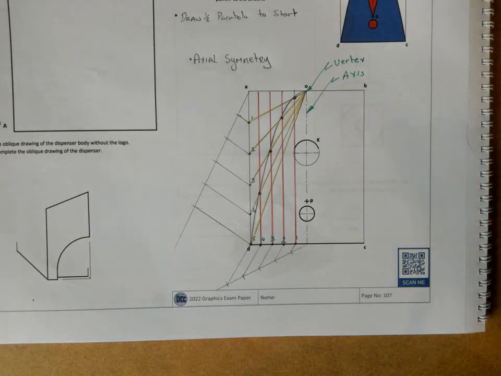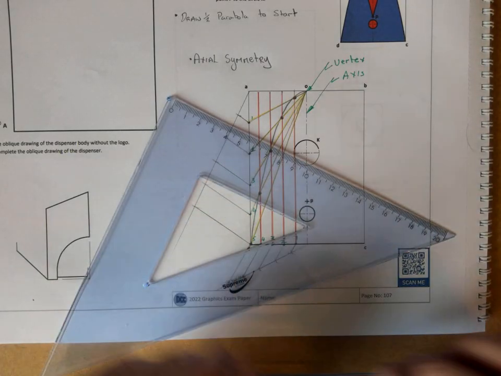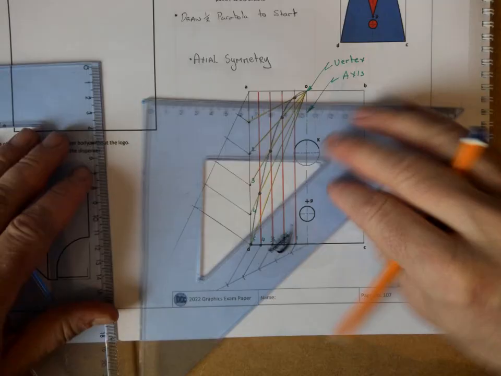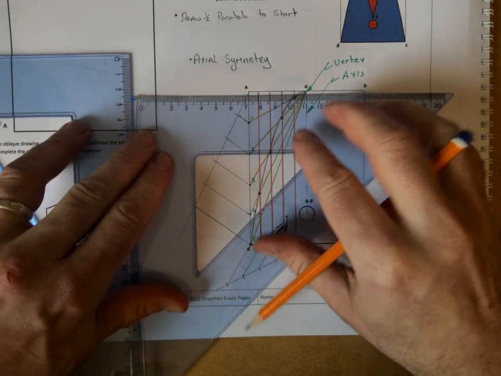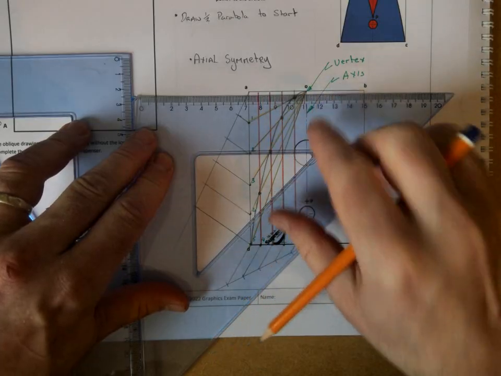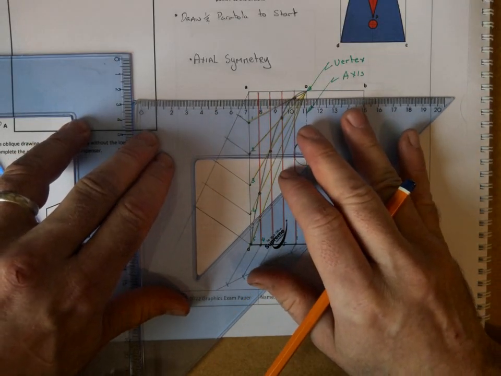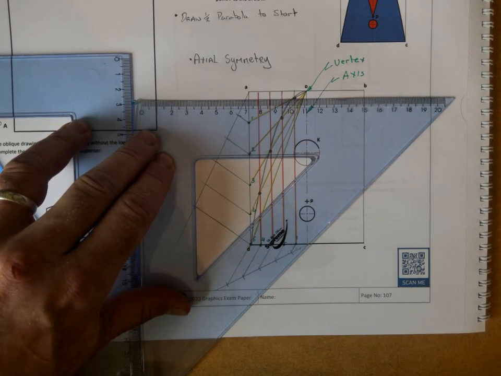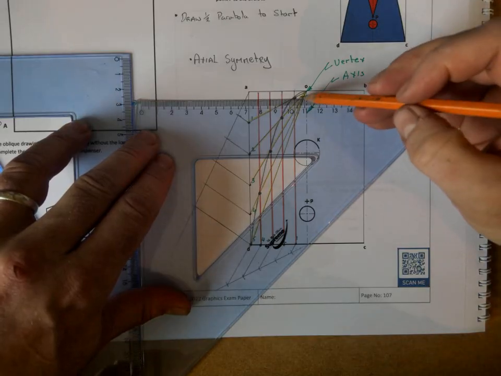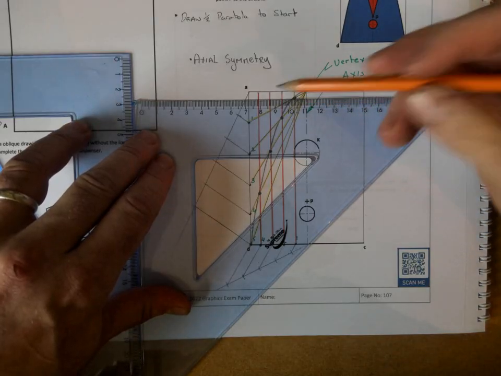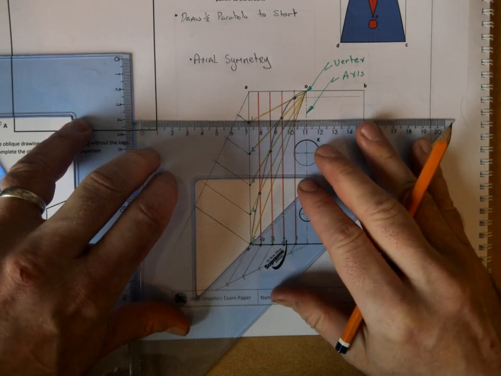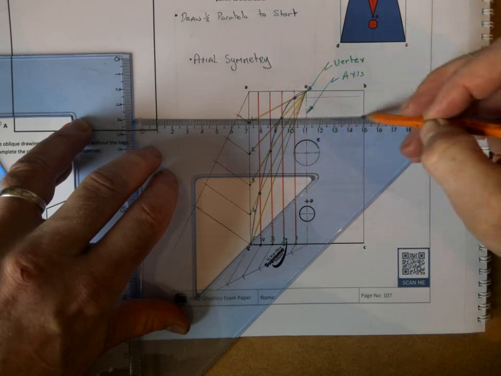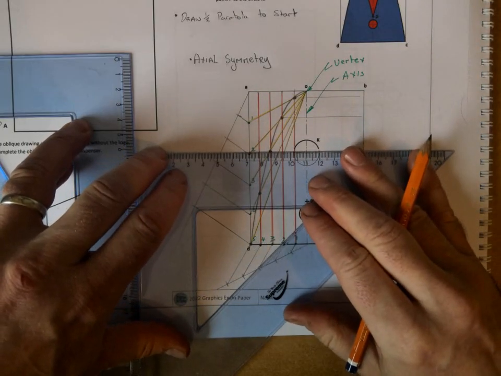I'm going to do that using sliding set squares. Obviously in an exam you can use your t-square. So I'm just aligning the top of my set square with this top edge to ensure I get a nice horizontal line. So from each point I'm drawing a construction line perpendicular to the axis over to the right hand side of the rectangle.